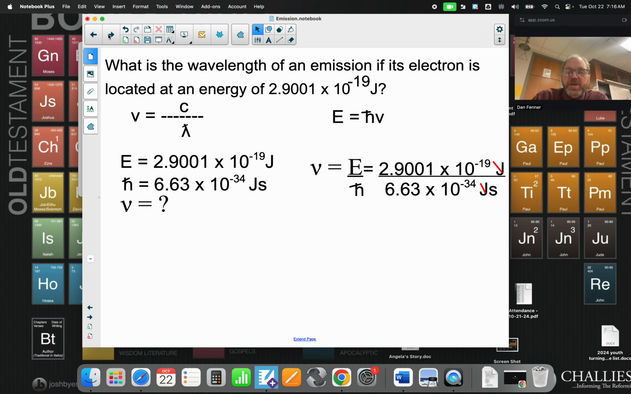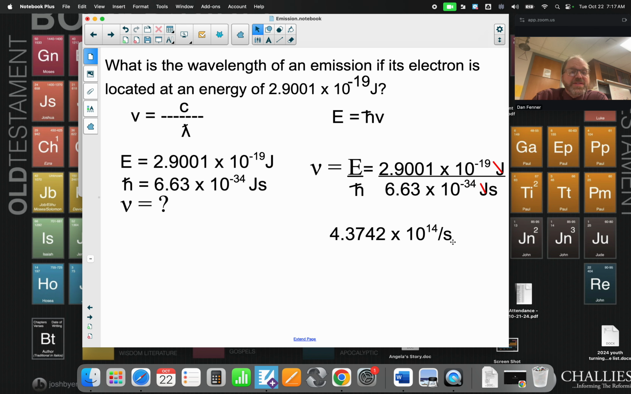Divide by 6.63 EE, EXP, 10 to the x, minus 34th. And when you do, you're going to get 4.374. 2 sig figs? I've got 5 here, and this is a constant, so it's infinitely significant. 4.374 times 10 to the 14th. And again, I don't write it as hertz because I'm not asking for frequency.